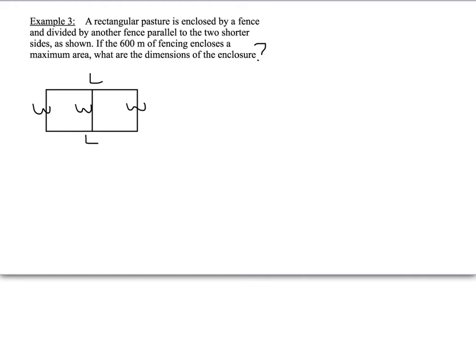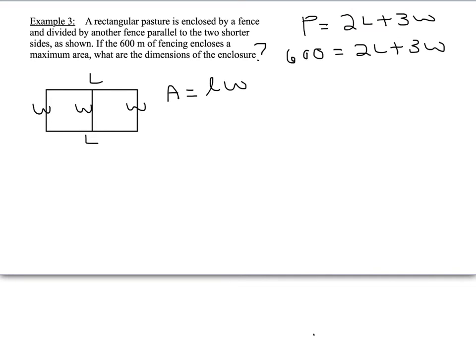So our perimeter formula would be 2L plus 3W. So 600 is equal to 2 lengths plus 3 widths. And we also have our area formula. Okay, the area formula that we want to use here is just still length times width. We are looking at the area, so there's no change to that formula.